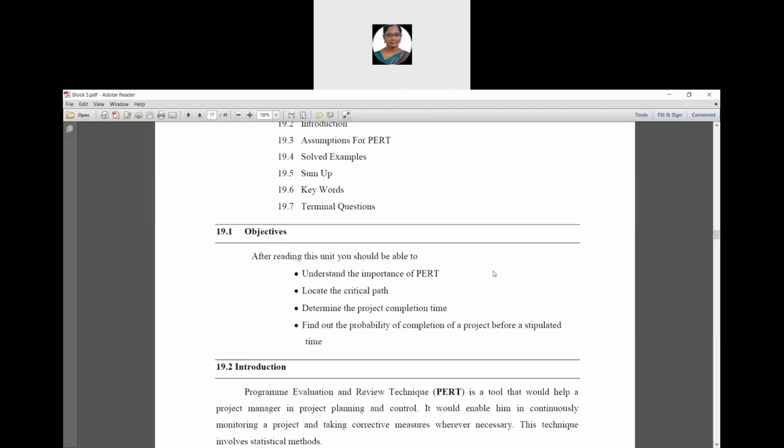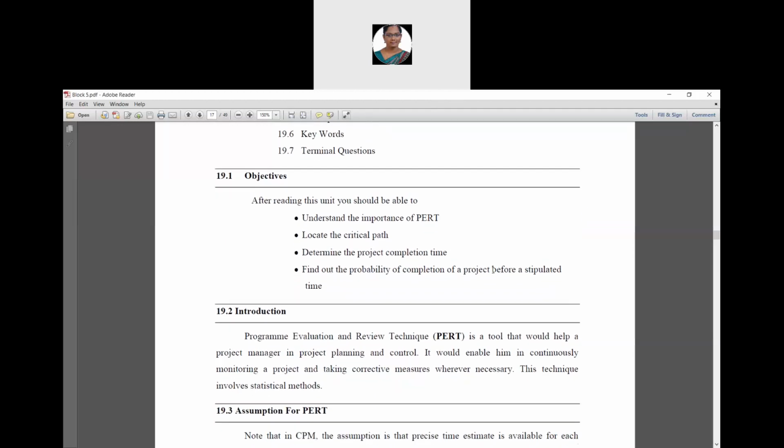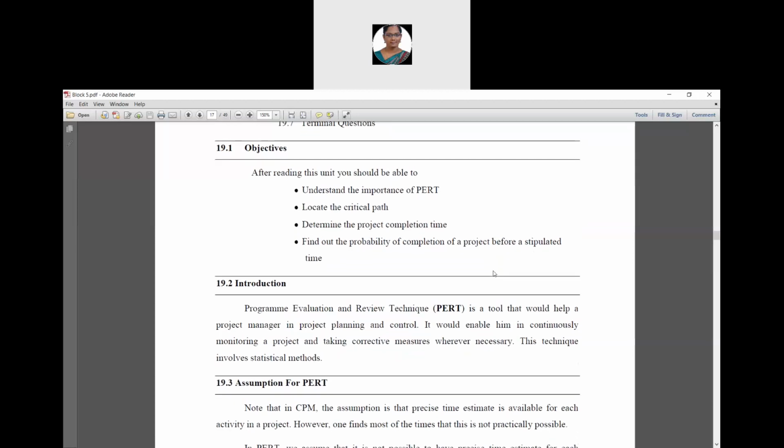Next, we are going to see the introduction of PERT. PERT is nothing but Program Evaluation and Review Technique. It is a tool that would help a project manager in project planning and control. It would enable him in continuously monitoring a project and taking corrective measures wherever necessary. This technique involves many statistical tools. Unlike CPM, this technique takes into account the uncertainty of project duration.